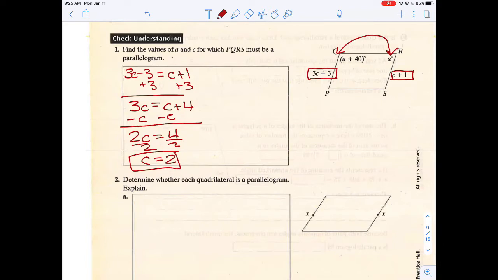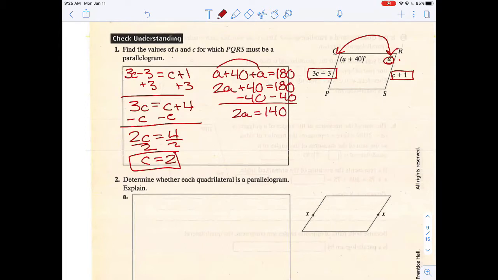Then in a quadrilateral, two consecutive angles, so one angle after another, have to be supplementary. So if we add a plus 40, and then we add a to that, that has to equal 180. A plus a is 2a. So we have 2a plus 40 equals 180. If we subtract 40, 2a equals 140. And then we divide by 2, and a equals 70. So there is a and c.